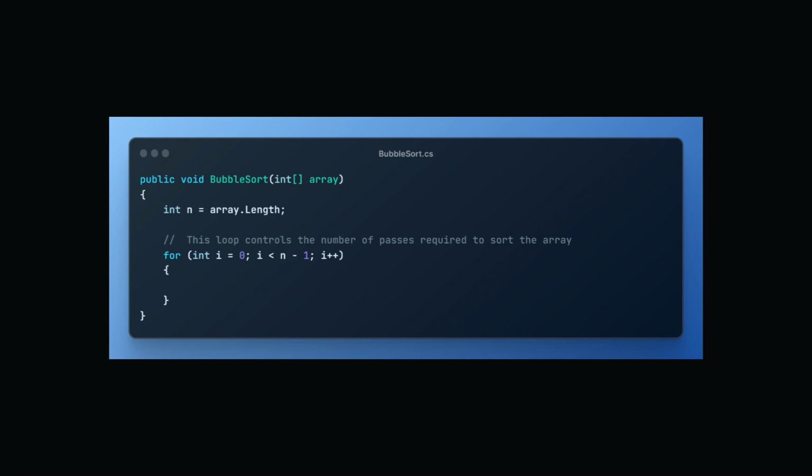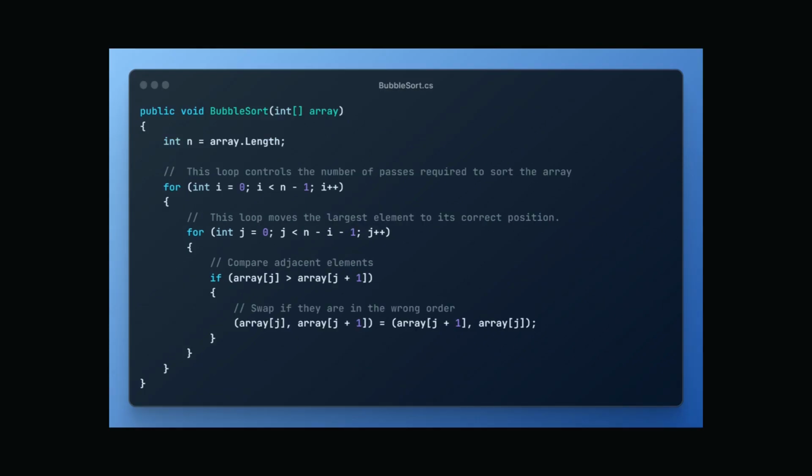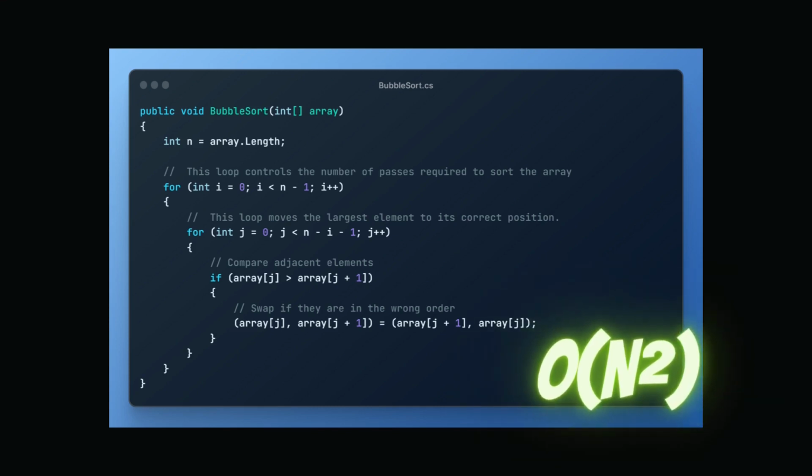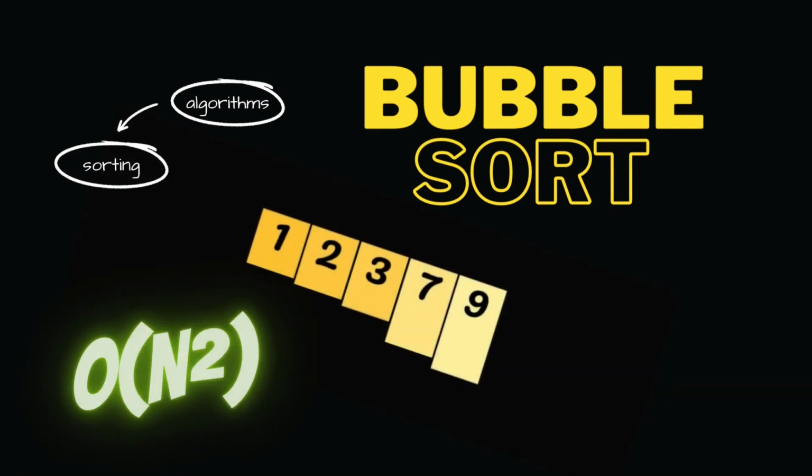In the inner loop, we iterate from 0 to the last unsorted element. This loop performs the comparisons and swaps necessary to move the largest element to its correct position. Inside the loop, we compare the current element with its neighbor, and if it's necessary, we swap them. There are a few possible improvements, but the time complexity of the bubble sort algorithm is O(n squared) in the worst and average cases. This is because we have two nested loops, and for each element we compare it with all other elements.